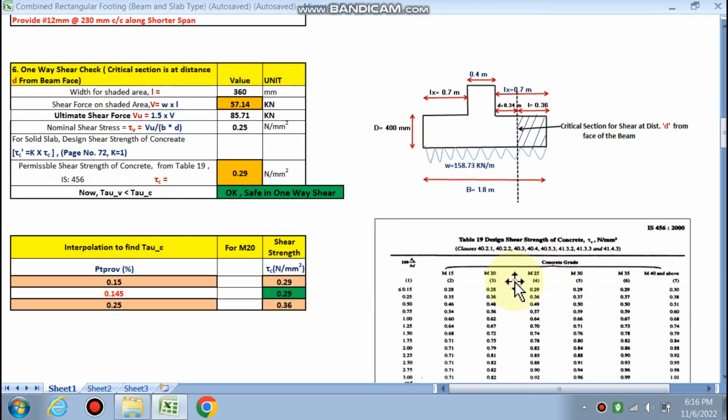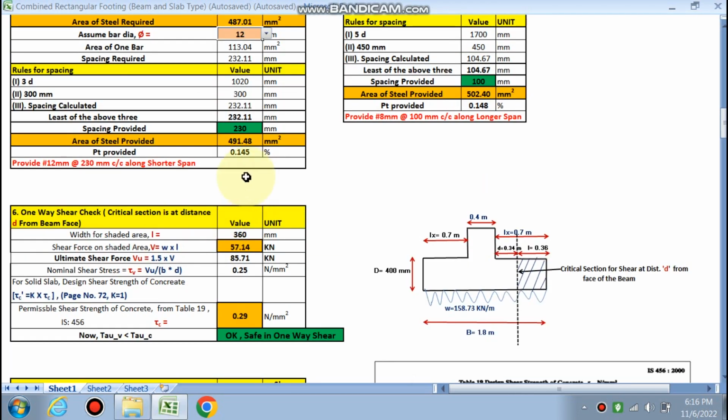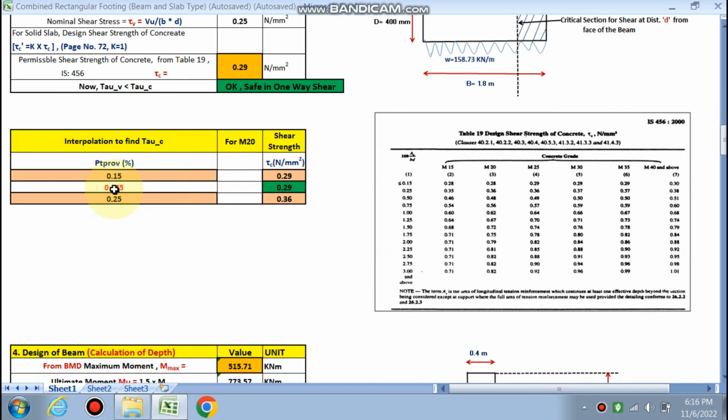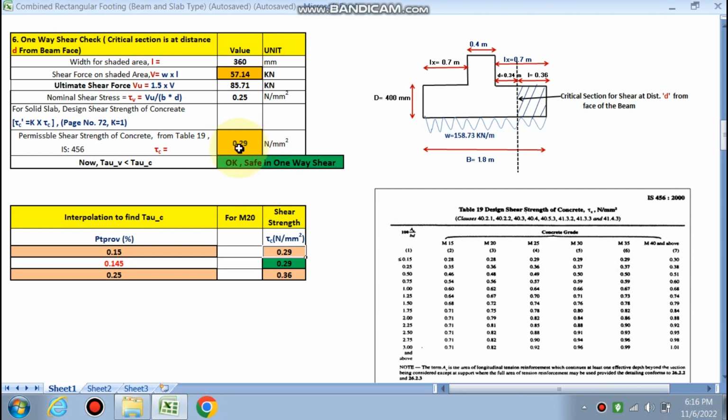From Table 19, for the area of steel provided, the percentage of steel is 0.145, which lies between 0.15 and 0.25. You can choose according to this drop down, 0.15 or 0.25. In the case of M25, this value for 0.15 is 0.29 and for 0.25 is 0.36. You have to put these in the pink cells. By interpolation it has been calculated automatically as 0.29.